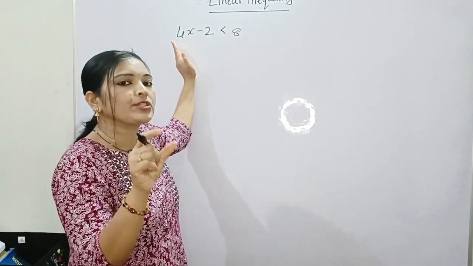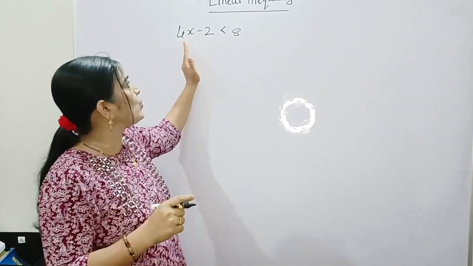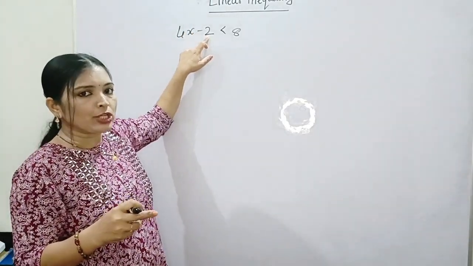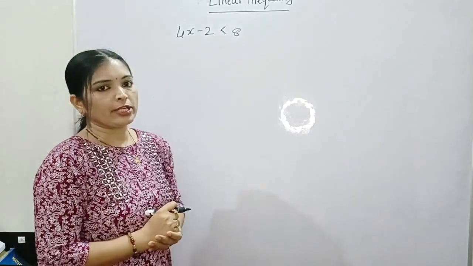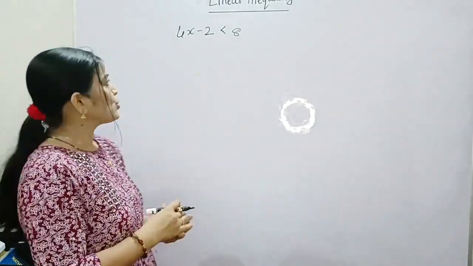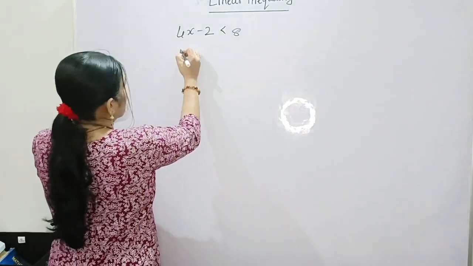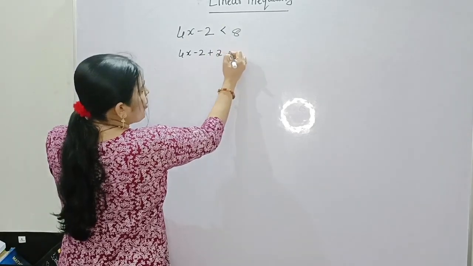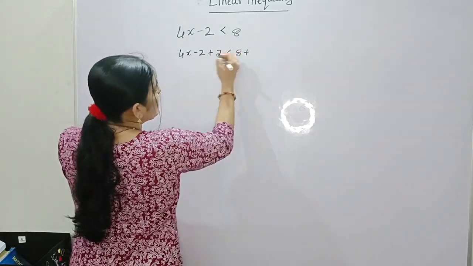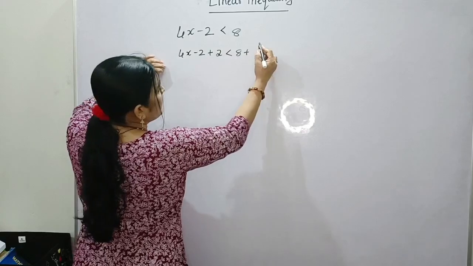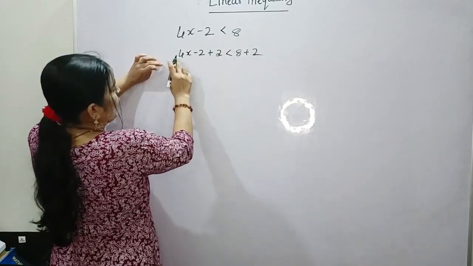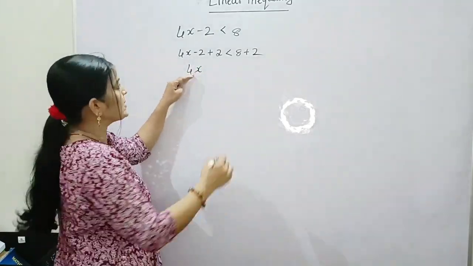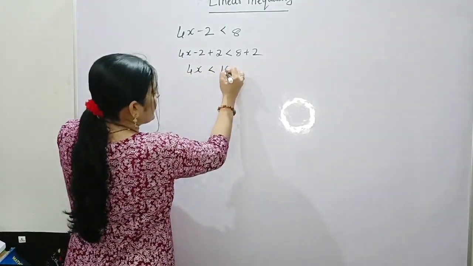x with the coefficient 1. For that, what to do? We have to cancel one by one. First cancel minus 2. How to cancel minus 2? By adding 2, isn't it? So adding 2 on both sides. 4x minus 2, we will add 2 on both sides so that we can cancel this minus 2. So now the left side becomes 4x less than 10.